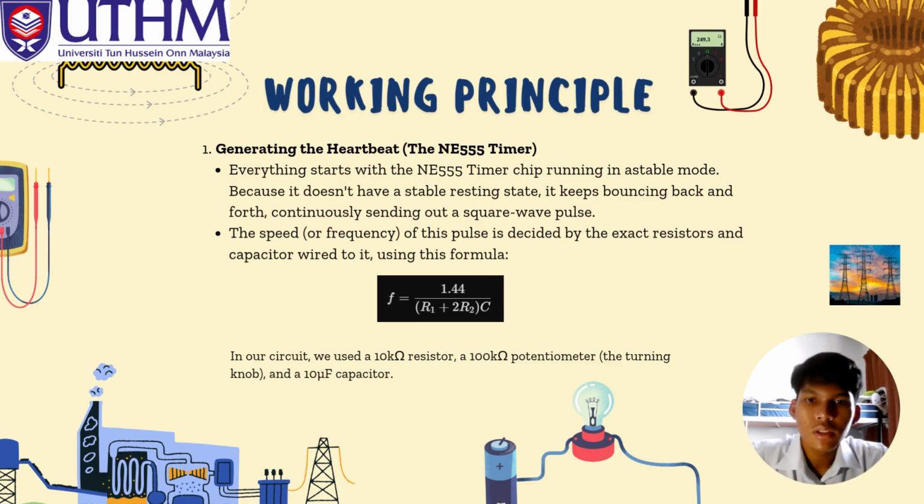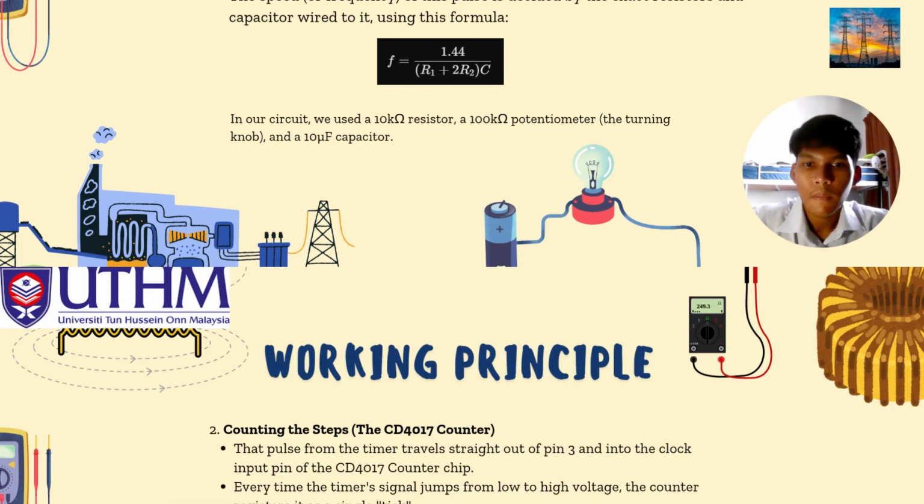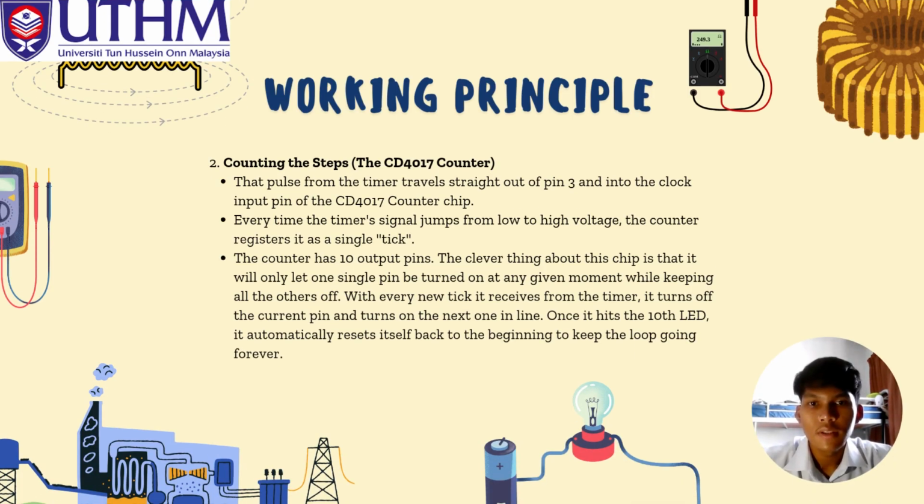In our circuit, we use a 10K ohm resistor and a 100K ohm potentiometer, the turning knob. Second step is we have to count the steps with the CD4017 counter. That pulse from the timer travels straight out of pin 3 and into the clock input pin of the CD4017 counter chip. Every time the timer signal jumps from low to high voltage, the counter registers it as a single tick.